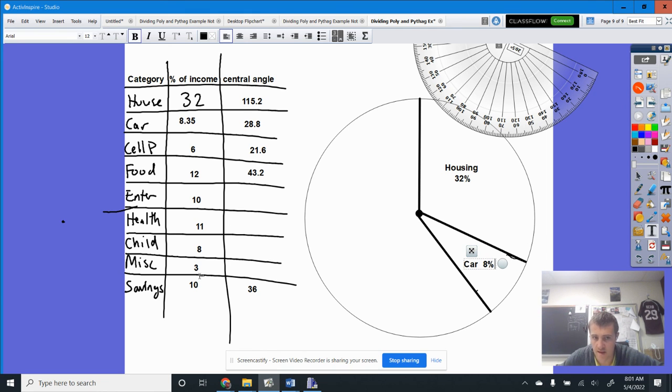All right. Do not use the same numbers I have. Yours are different. So use the numbers that you have. But that's how you draw a pie chart by hand.